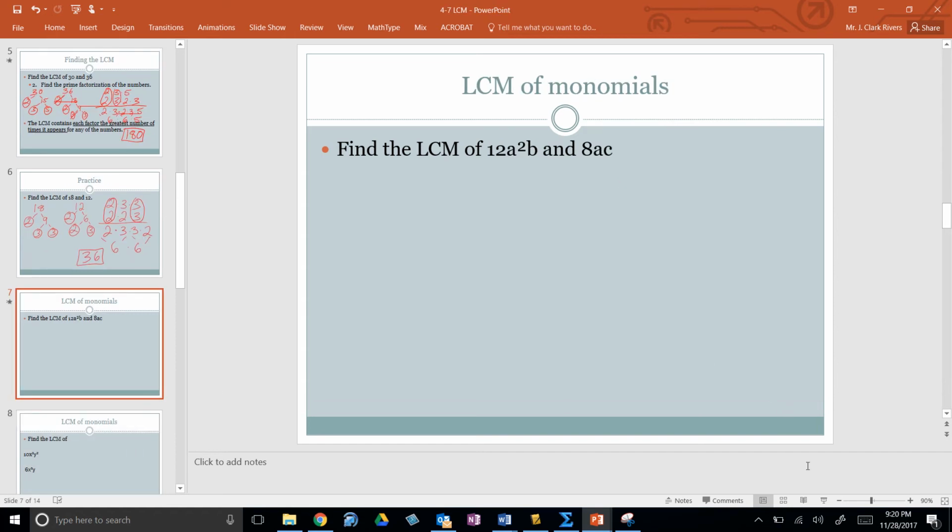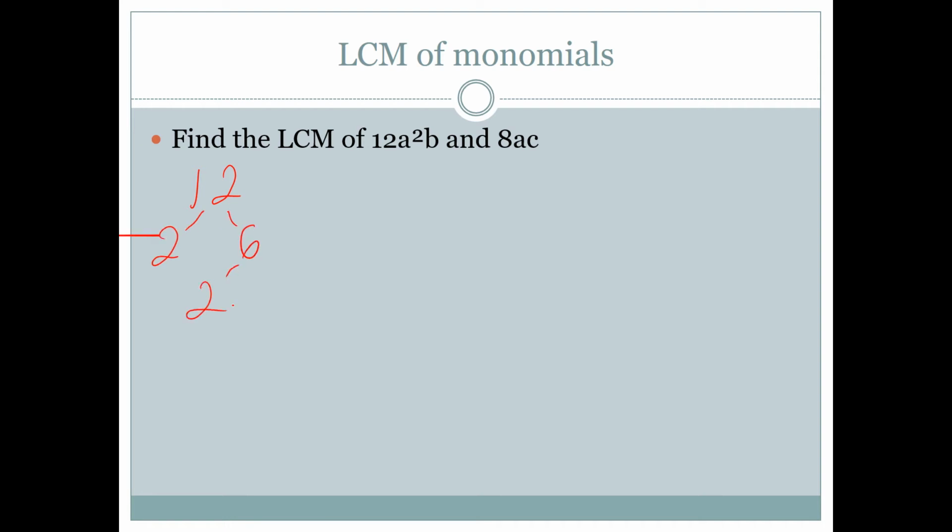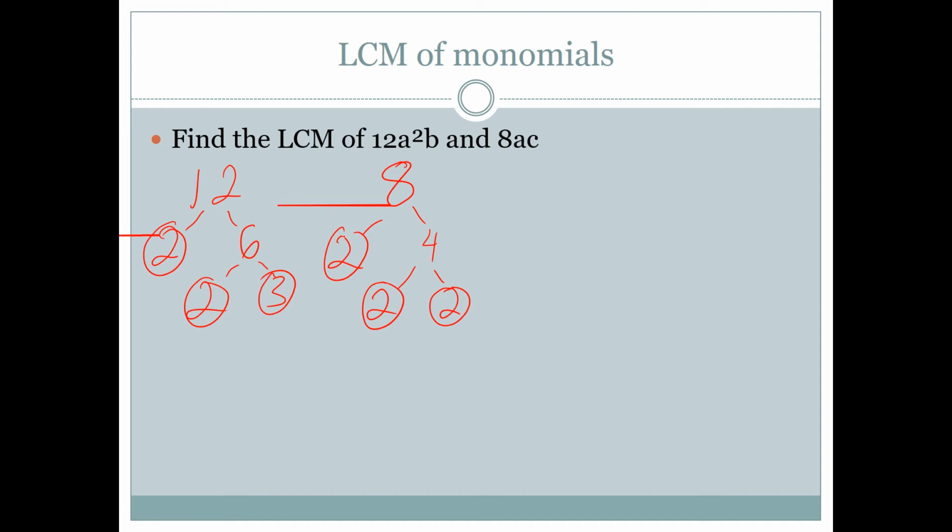Now this is a little different. We're going to find the LCM when we have variables involved. Okay, so we're going to use the exact same method we did a moment ago. Factor tree of 12. 2 multiplied by 6. 6 is 2 multiplied by 3. There are my prime factors. 8, factor tree again. 2 times 4. 4 is 2 times 2. Those are those factors there.